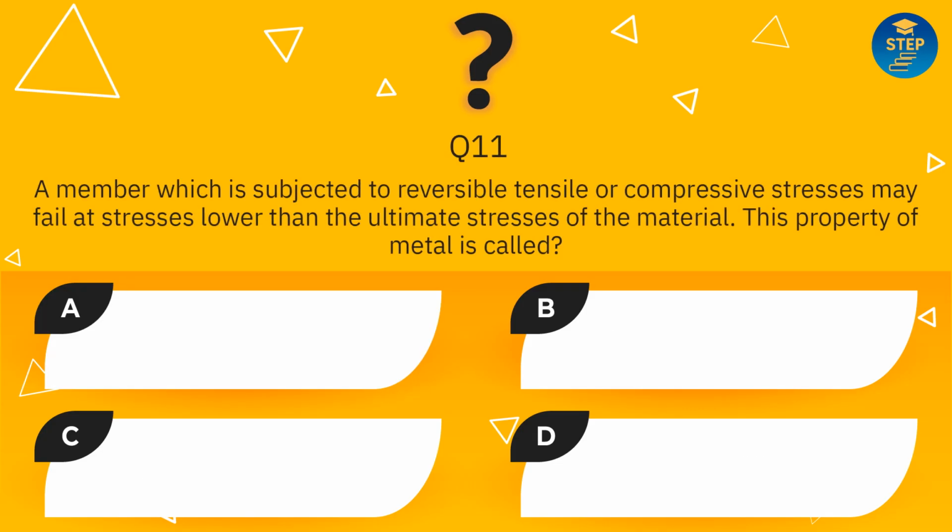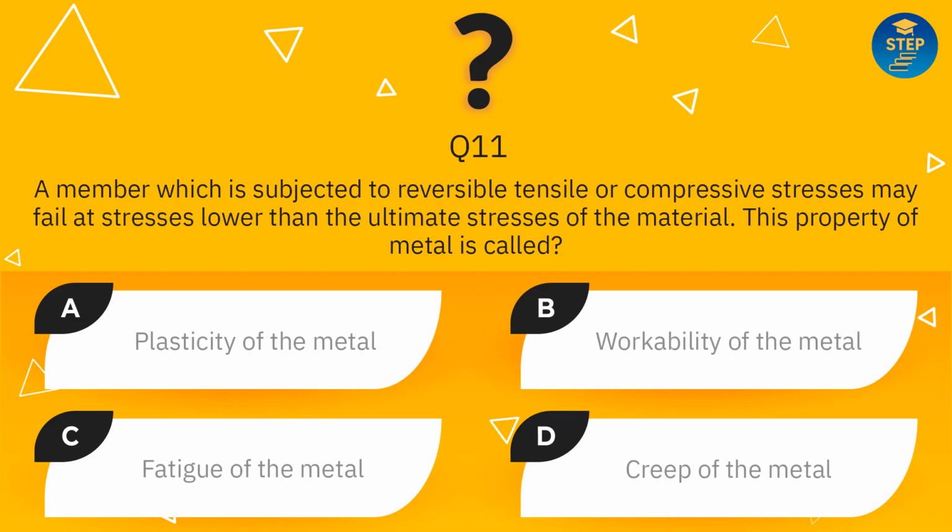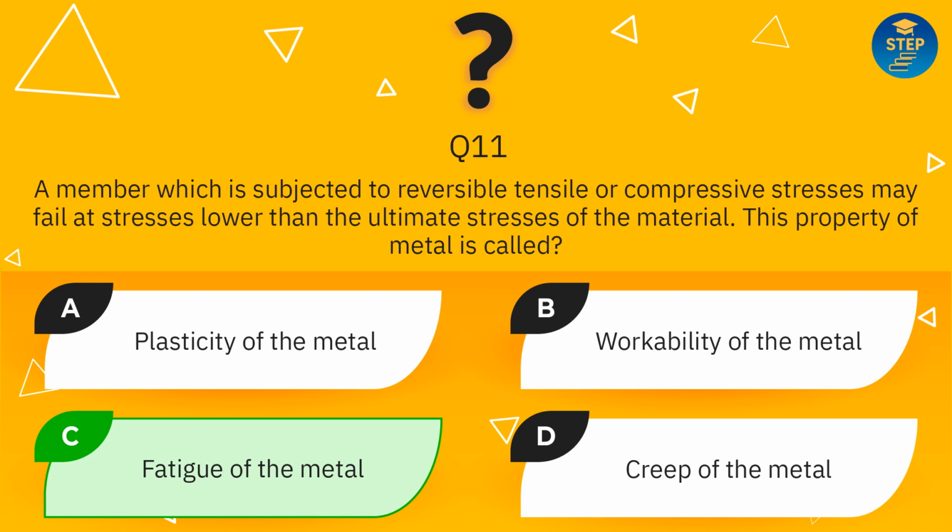A member which is subjected to reversible tensile or compressive stresses may fail at stresses lower than the ultimate stresses of the material. This property of metal is called plasticity of the metal, workability of the metal, fatigue of the metal, creep of the metal. Answer is fatigue of the metal.